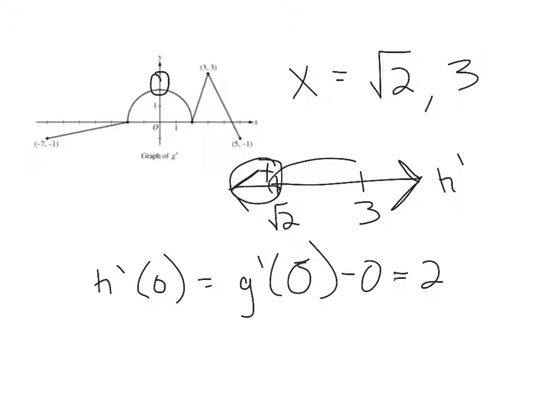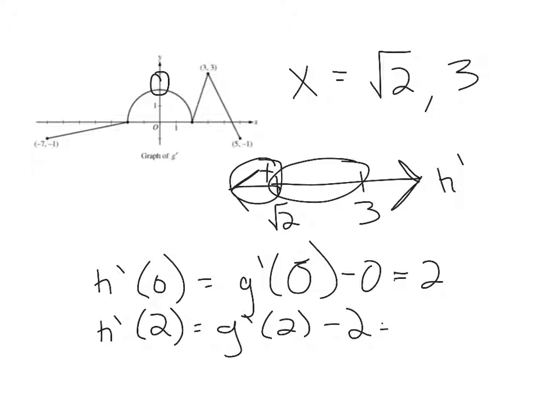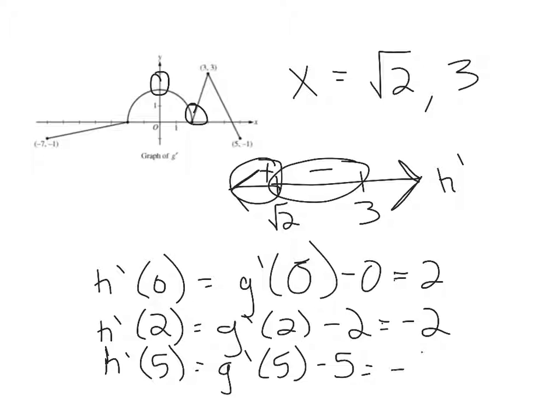And then we'll do this area right here, so we'll use 2. H prime of 2 is equal to g prime of 2 minus 2. You can see it's 0 here, so that's negative. It's -2. And h prime of 5 we'll use, because we're already given it. G prime of 5 minus 5. That ends up being -6. You can see right here, this is -1. So increasing, decreasing, decreasing, and we'll use that to find our answer.